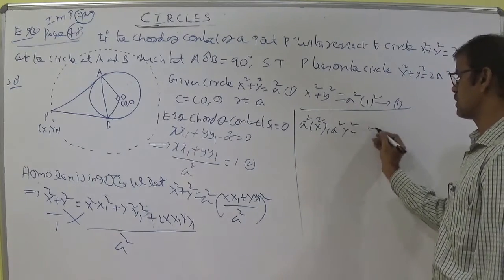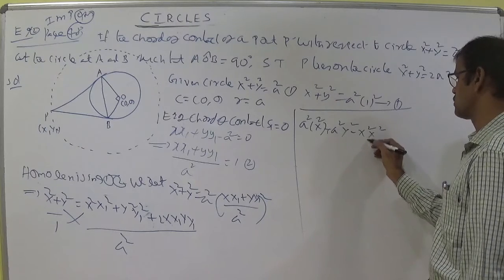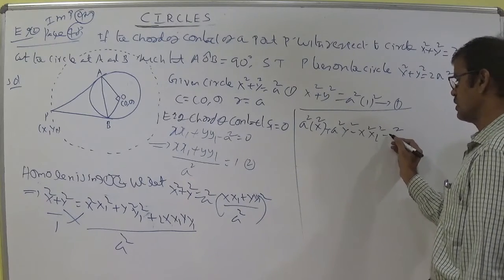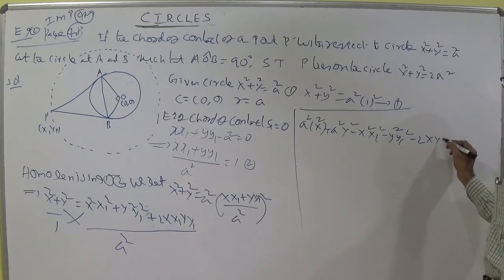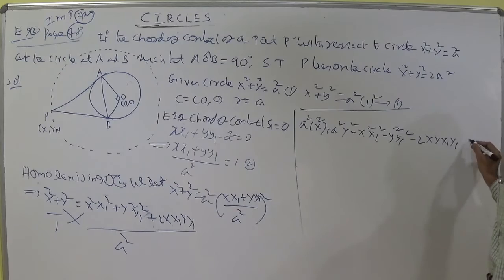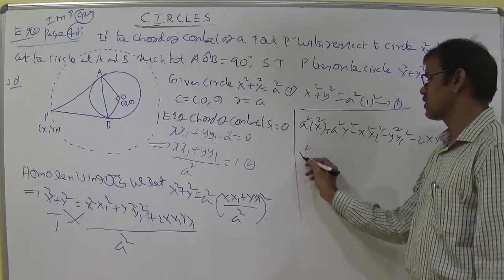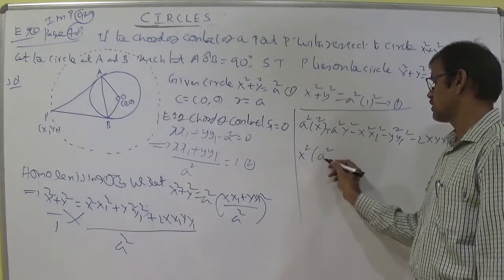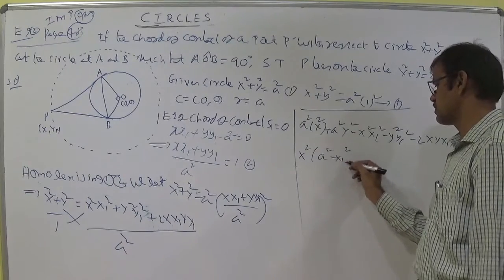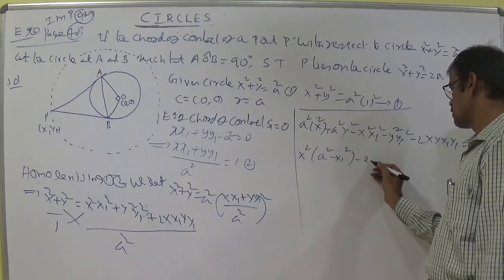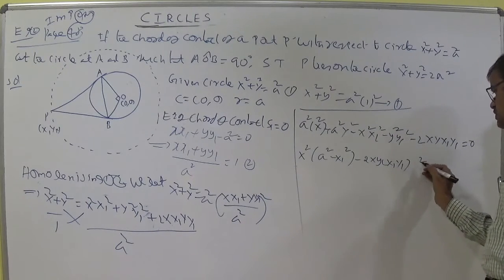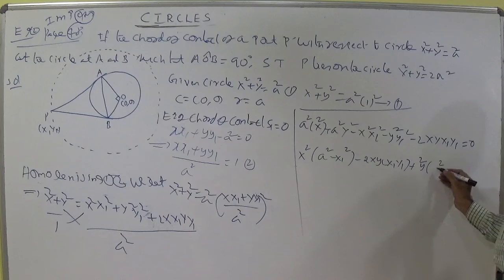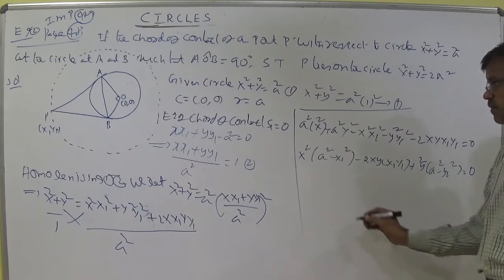Taking those terms to this side, it becomes x²x1² − y²y1² − 2xy x1y1 = 0. Taking common terms here, you get (a² − x1²) x² − 2xy x1y1 + y² (a² − y1²) = 0.